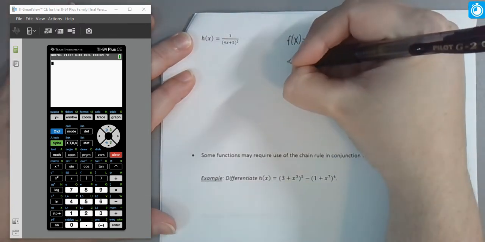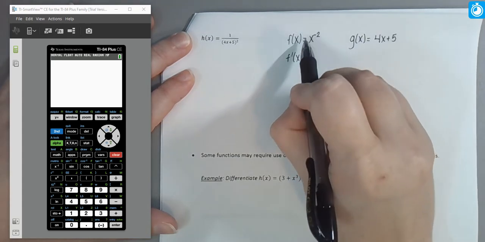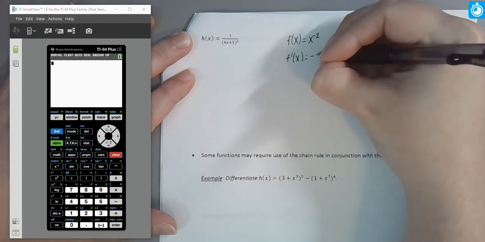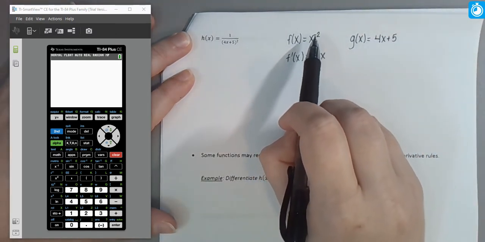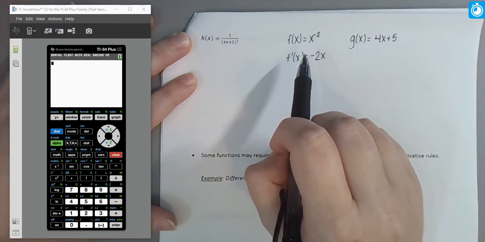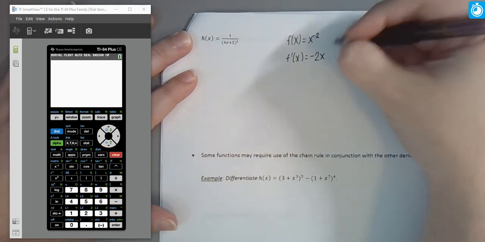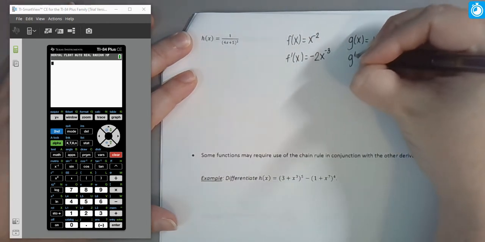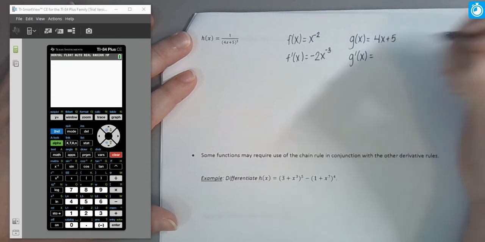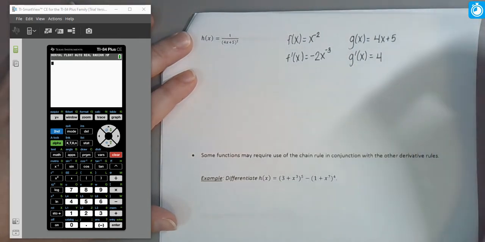Differentiate each of them. F prime of x, bring down your exponent, be careful that's negative. So negative 2 times x raised to the negative 2 minus 1 power. Be careful, it's not going to go to negative 1. Negative 1 would increase the exponent. We're subtracting 1 from the exponent, which would take it to negative 3. And then g prime of x, here the derivative of 4x is going to be 4. The derivative of 5 is going to be 0.